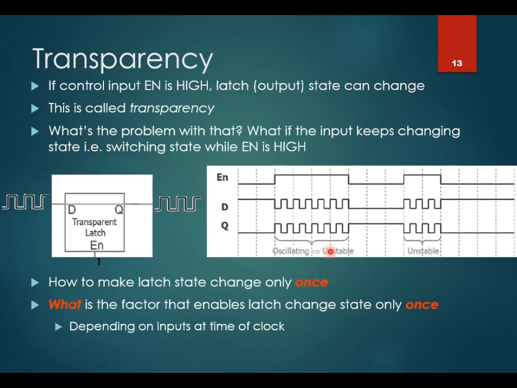In other words, if the input keeps changing state, the output also changes continuously. So to control that the output changes only once, we need to keep the input D stable during the transfer, or during the latch enable.